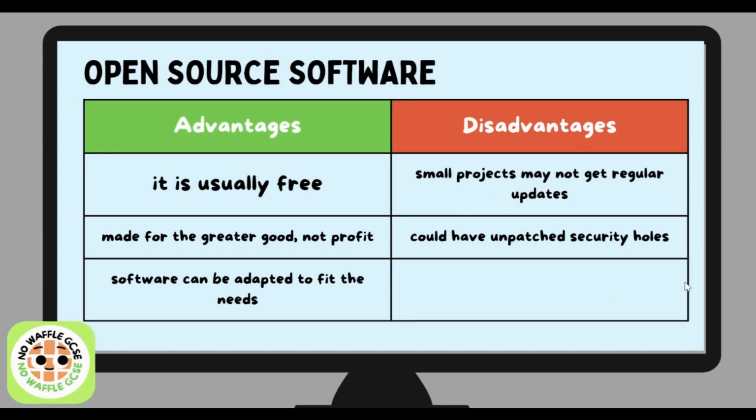Now, let's look at the advantages and disadvantages. So, open source software is usually free. It's made for the greater good, not really with profit in mind, and the software can be adapted to fit the needs. Whereas disadvantages include that small projects may not get regular updates and they could have some unpatched security holes, which just means that it's more vulnerable to things like hacking because everybody has access to everything.